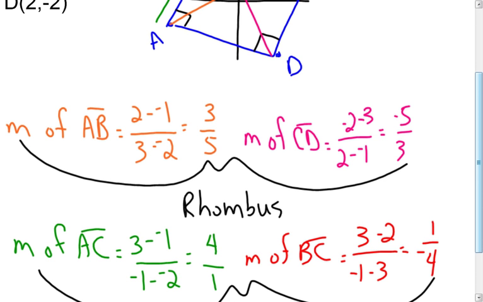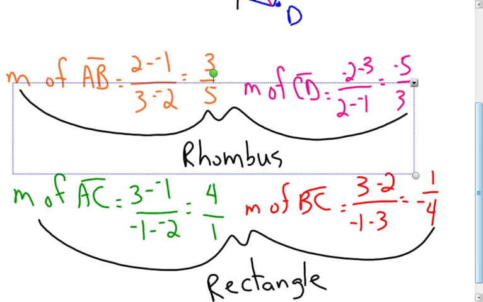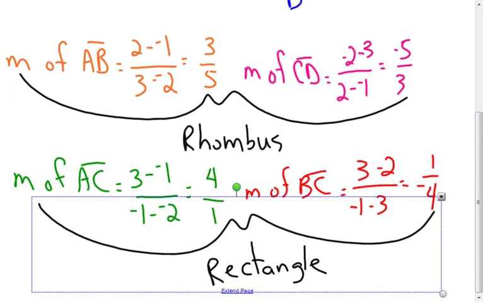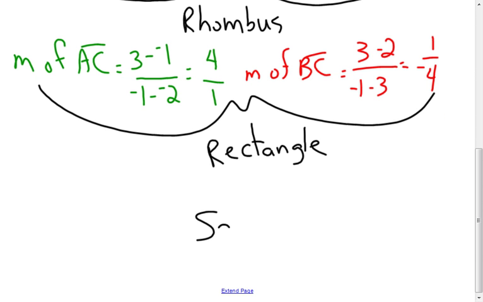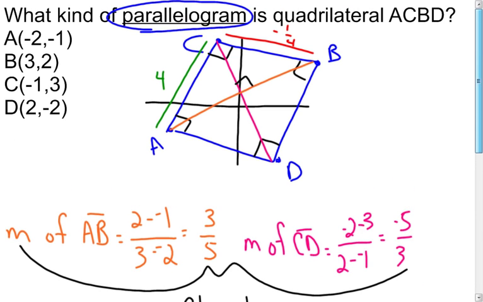But then come back here and go, well, if it's a rhombus, I know the four sides are congruent. If it's a rectangle, I know the four angles are congruent. So if it's a rhombus and a rectangle, then it also has to be a square. Therefore, this parallelogram is a rhombus, a rectangle, and a square. And I did that all just by looking at slope.